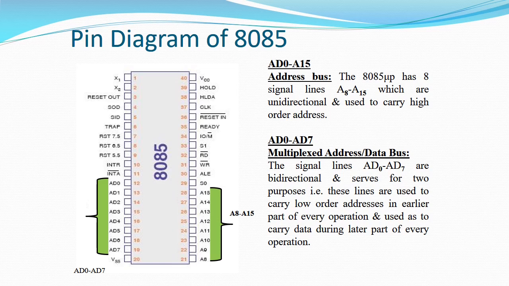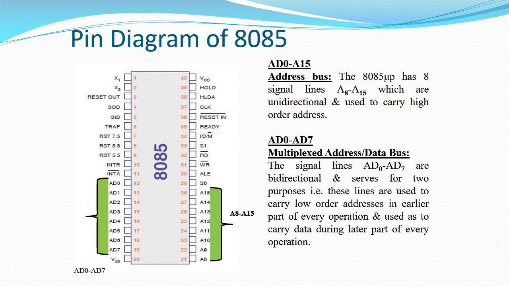So let us focus on the pins AD0 to AD7, which are highlighted in the PowerPoint. These are called multiplexed address and data lines, meaning that these pins carry address as well as data. These pins are from pin number 12 to pin number 19. These are multiplexed pins, which reduces the pin count.